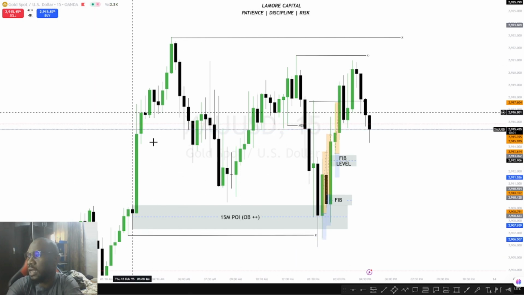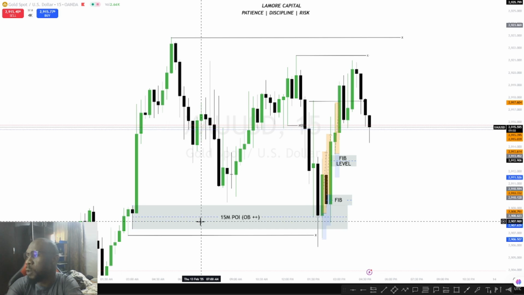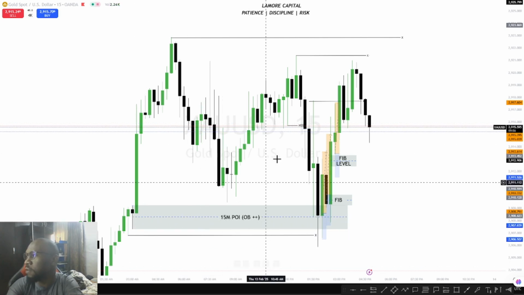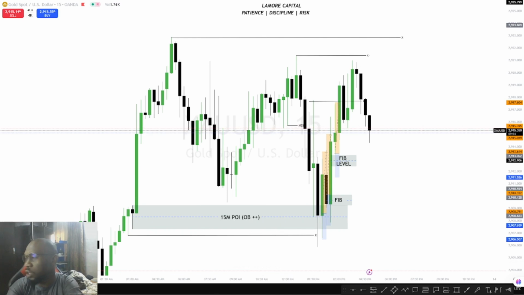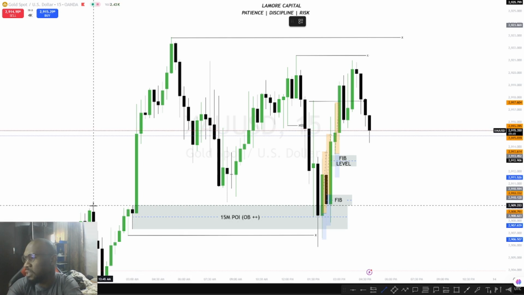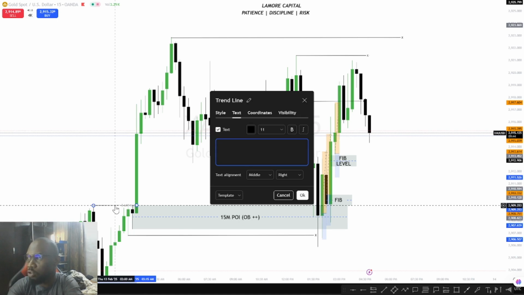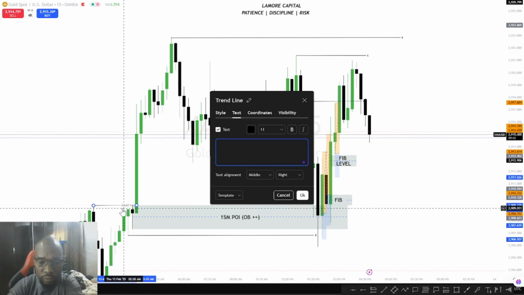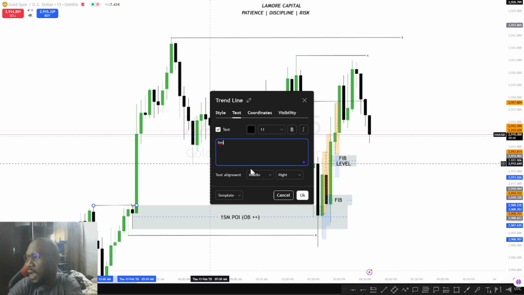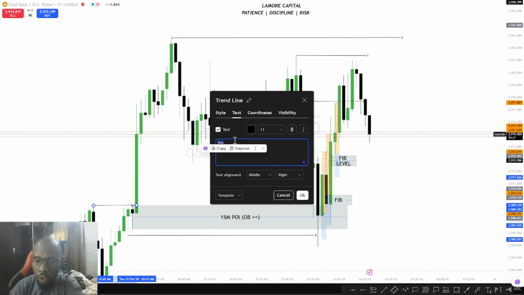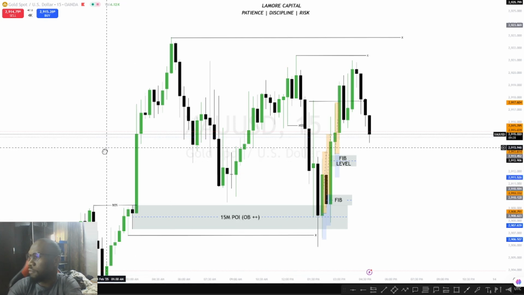So when I saw this and I got my point of interest on 15 minutes time frame, the first thing I always do is to make sure that I have all my confluences that would make my trade an A+ trade. So what am I looking for first? I'm looking for break of structure first on the 15 minutes time frame. And here it is. I have a break of structure on the 15 minutes time frame.